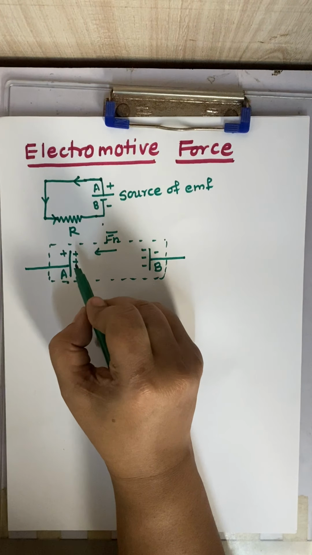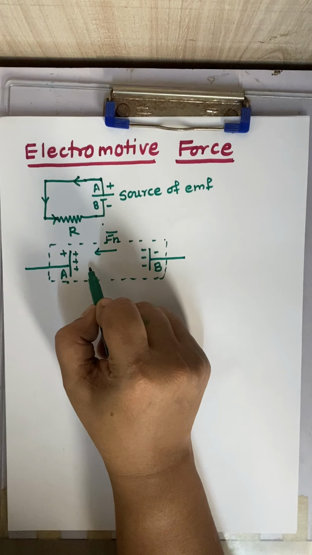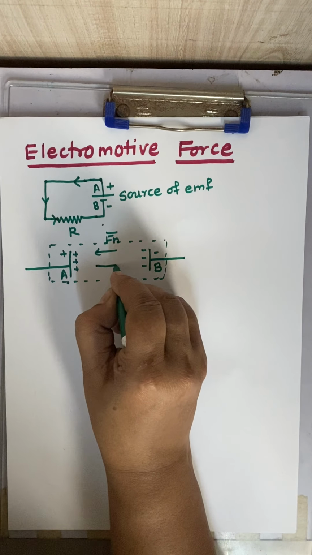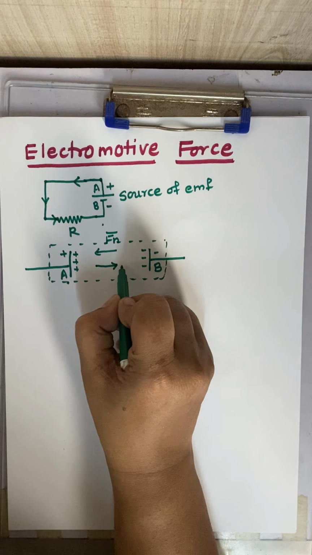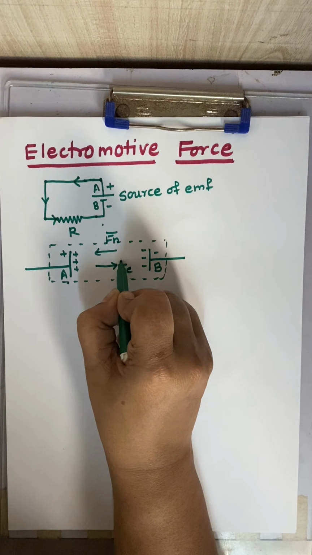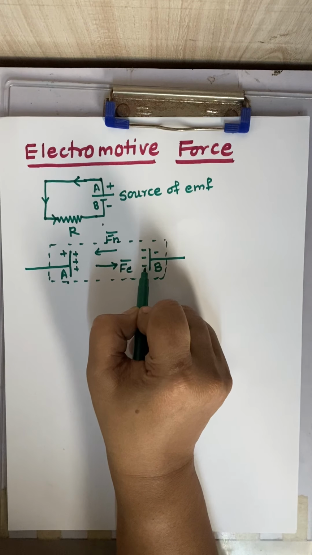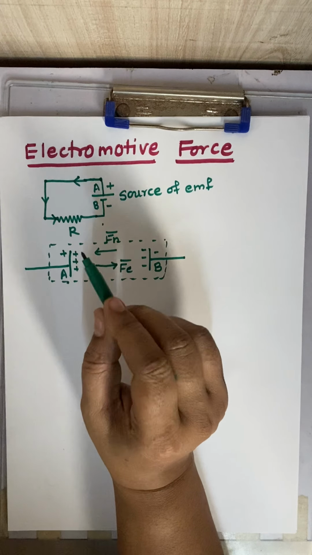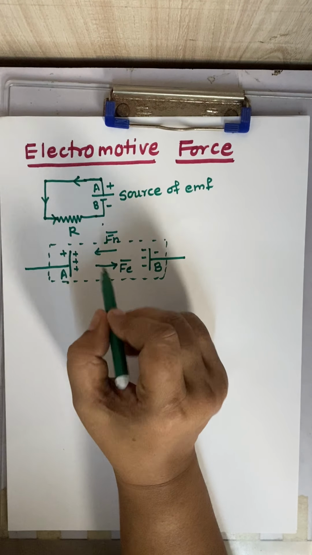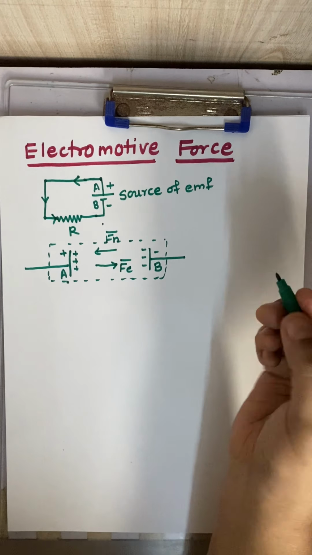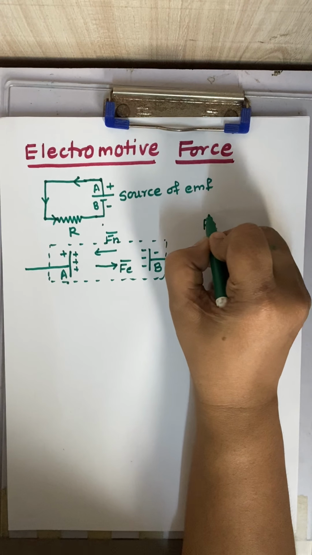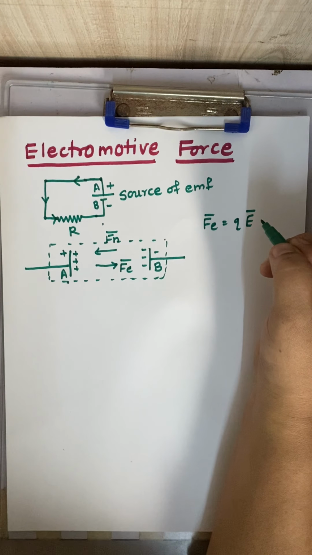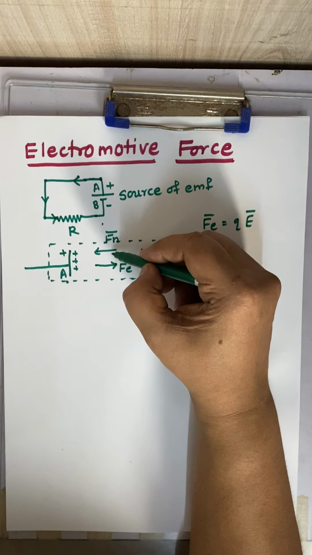Now this electric field is inside the electrolyte from A to B, because we have said that the electric field is always from positive to negative charge. So this is the electric field from the positive to the negative electrode inside the electrolytic solution. This field exerts the force Fe, which is equal to Q into the electric field E on the charge Q, and it acts in the opposite direction of Fn.